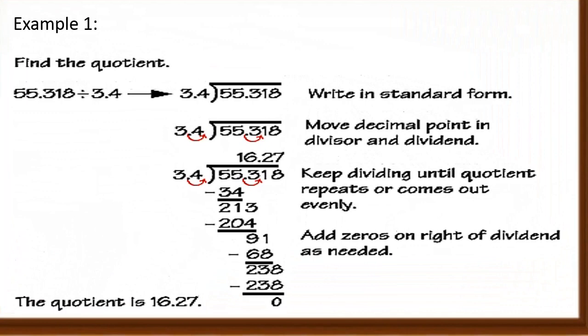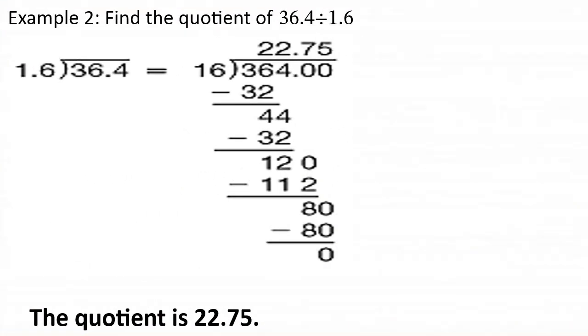Example number 1, find the quotient of 55.318 divided by 3.4. So, 3.4 is equal to 34, then our 55.318 will be 553.18. So the result is 16.27. Find the quotient of 36.4 divided by 1.6. So 1.6 is equal to 16, then 36.4 is equal to 364. So 364 divided by 16 is equal to 22.75.